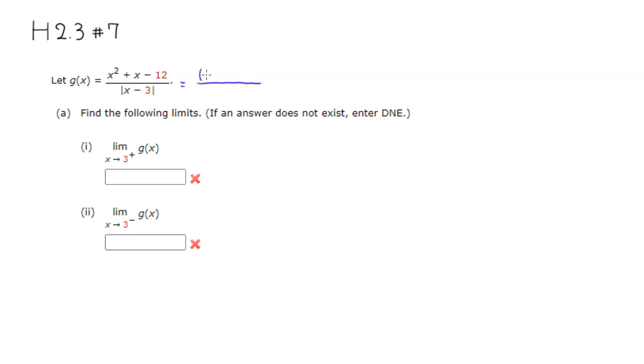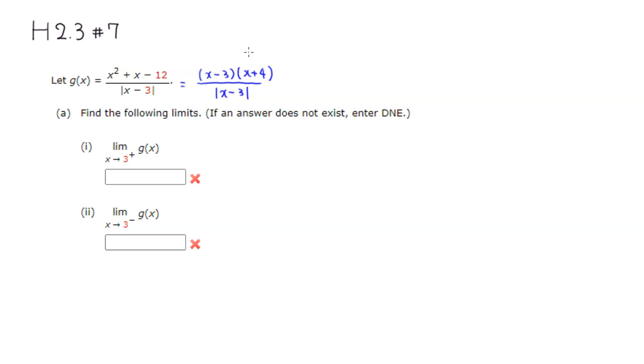So this is going to be quantity x minus 3, and then I think it's going to be x plus 4. That work? Right? Negative 3 plus 4 is positive 1. Negative 3 times 4 gives you negative 12. So that's that. And then we have absolute value of x minus 3.